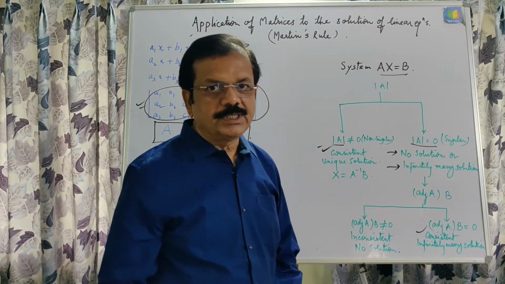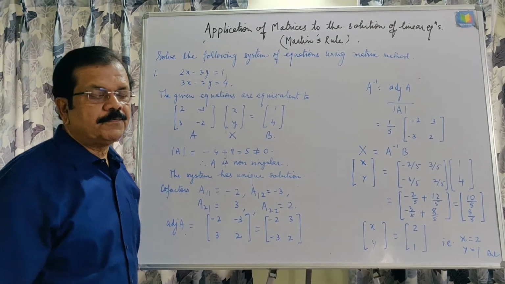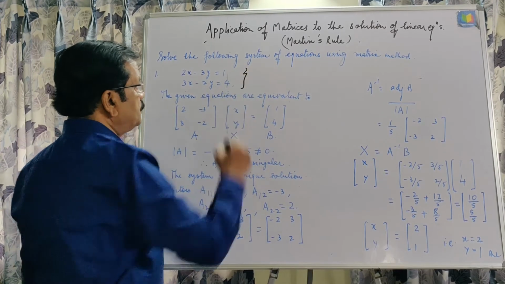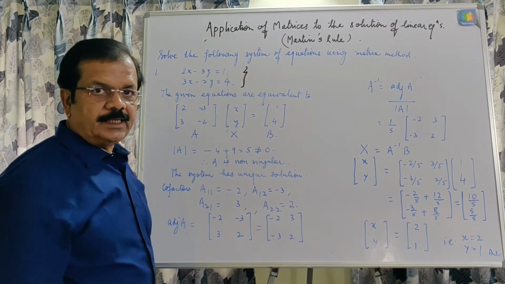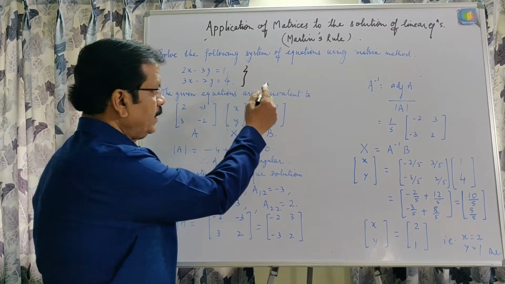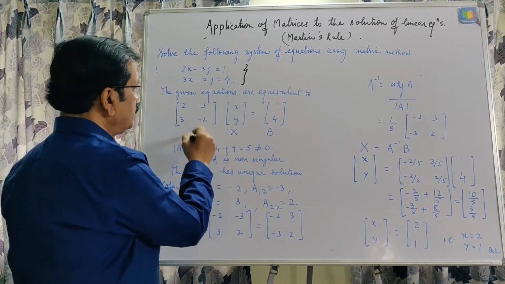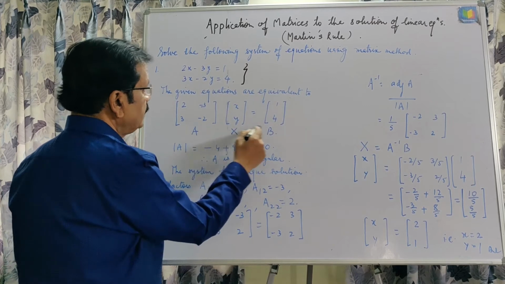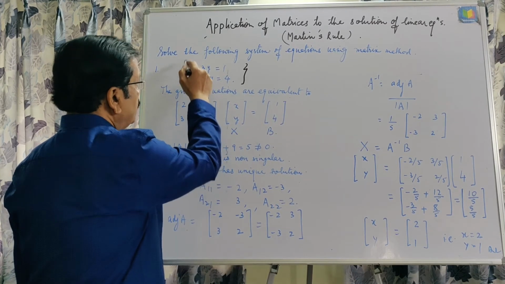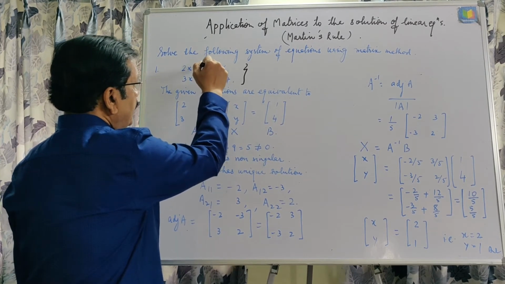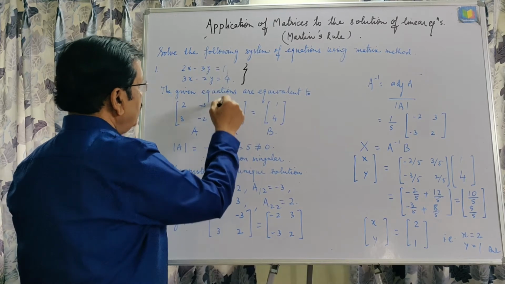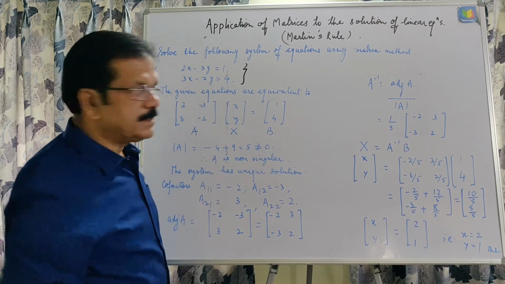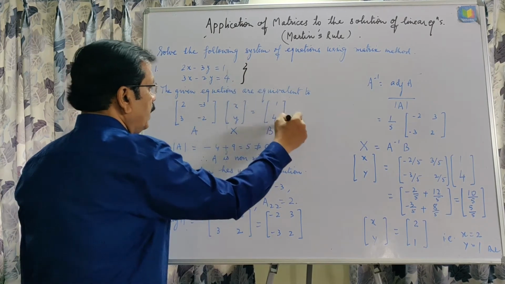Now, questions. This is the first type of question. If we are given these two equations and asked to find the value of x and y, what do we do? First of all, we write the system like AX is equal to B: A is the coefficients of x and y, and then X means the variables x and y, which are given, is equal to 1 and 4.